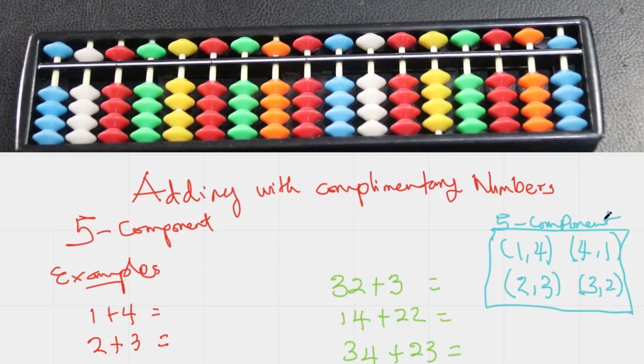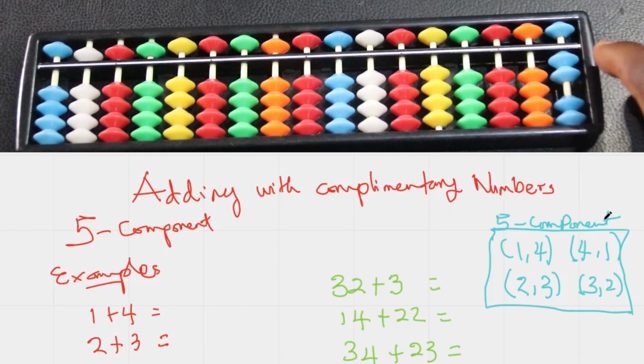If you don't get it, you just have to pay attention. I will explain a lot more until you get the gist behind these complementary numbers. Let's try the second one: 2 plus 3. Of course, we want to add 2 plus 3. You need to pull 2 first, and then we want to add 3.